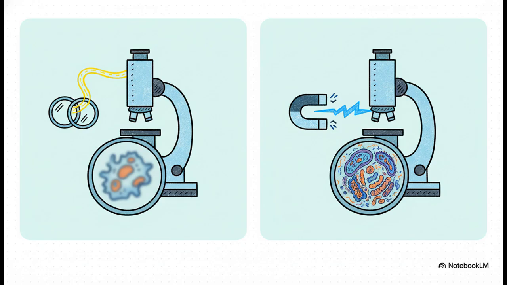And just look at the difference in resolution this makes. The best a light microscope can do is 0.2 micrometers. An electron microscope, it can get down to 2.5 nanometers. That is a monumental leap in our ability to see fine detail.